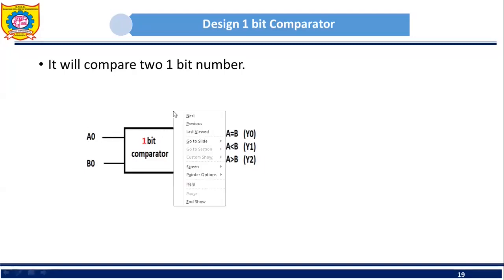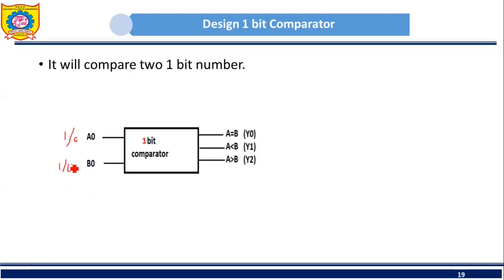Please try to understand what A0 is. A0 is a one-bit number, which means it can have a value of either 1 or 0. Similarly, B0 is also a one-bit number, so it can have a value of either 1 or 0. The one-bit comparator compares these two numbers and generates three outputs: Y0, Y1 and Y2. Let's assume Y0 corresponds to A equal to B, Y1 corresponds to A less than B, and Y2 corresponds to the third case, A greater than B.